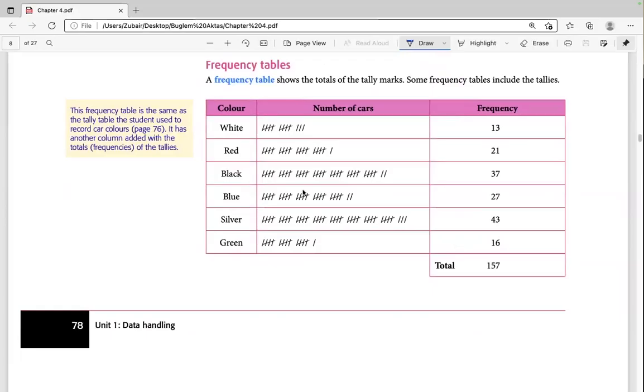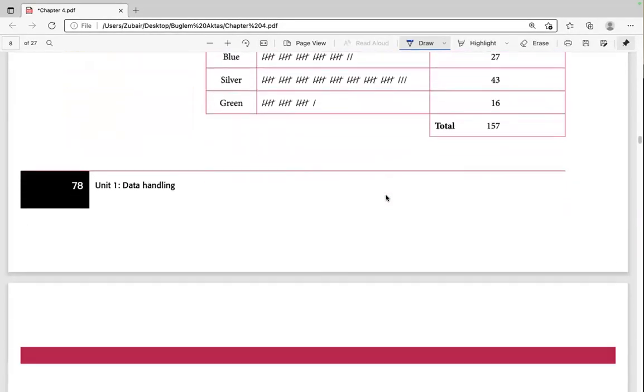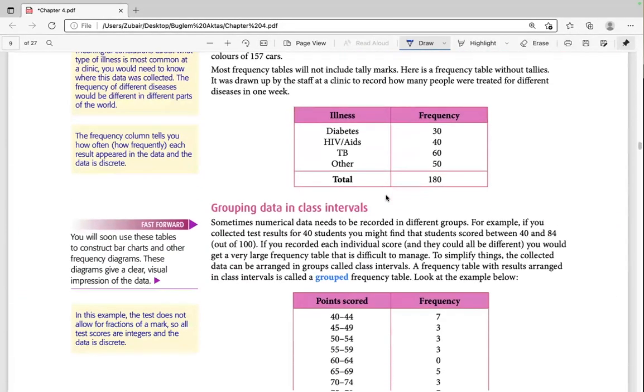Frequency tables. A frequency table shows the total tally marks. Some frequency tables include tallies. Usually in the exam, we will get very few of these tally questions. These are just to build up the base, build up the concept.